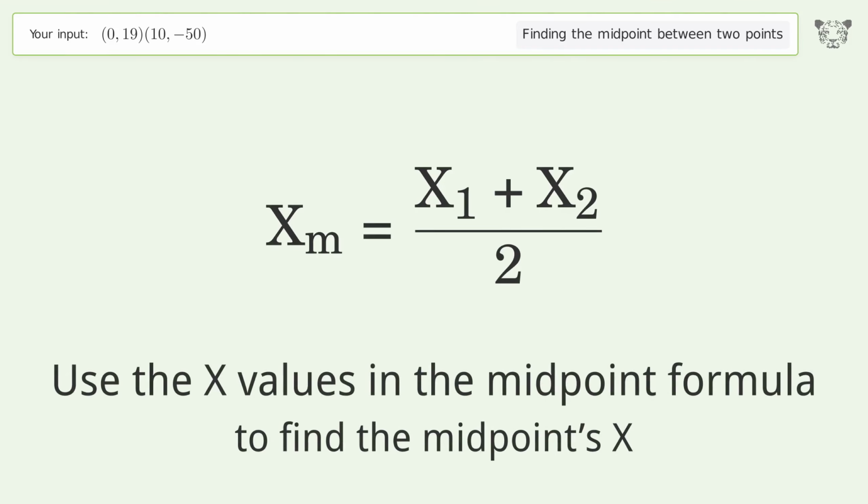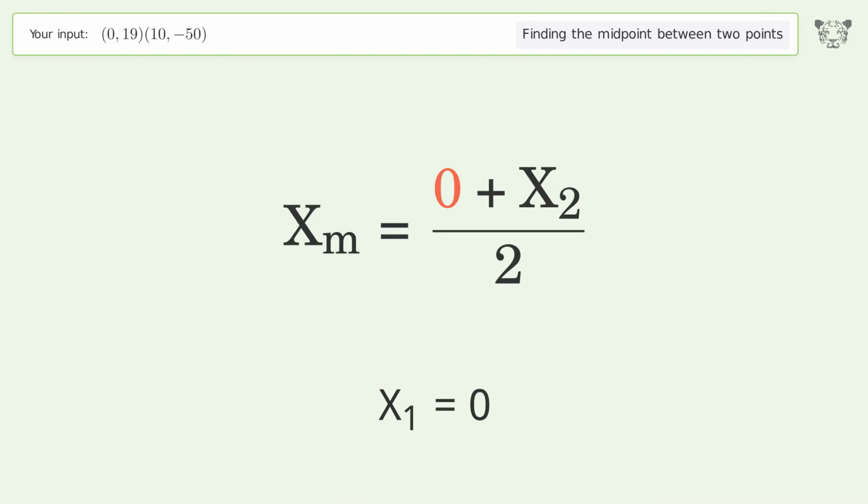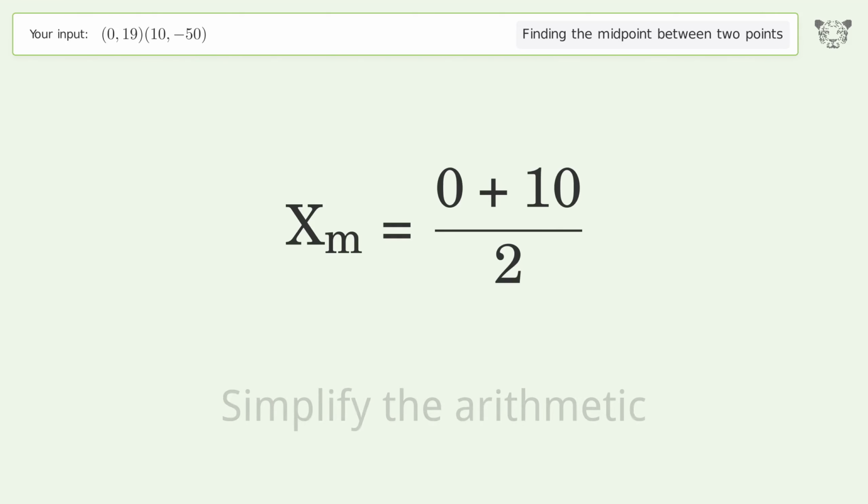Use the x values in the midpoint formula to find the midpoint's x. x1 equals 0. x2 equals 10. Simplify the arithmetic.